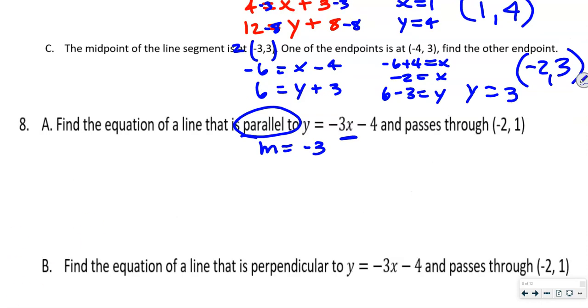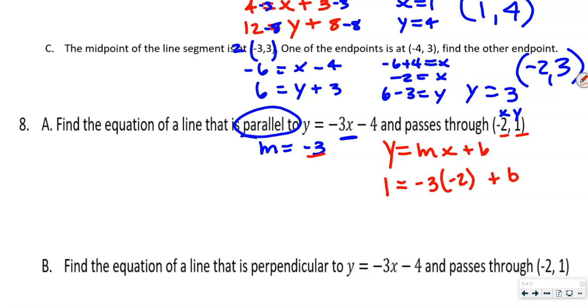Told you it wasn't my day. X and y. So here again, we're going to put them in the equation. Y equals mx plus b. We have our m right here. We have our x right there. We have our y right there. We're going to substitute them in. So our y is 1. Our m is negative 3. Our x is negative 2. And then we're solving for b, right?